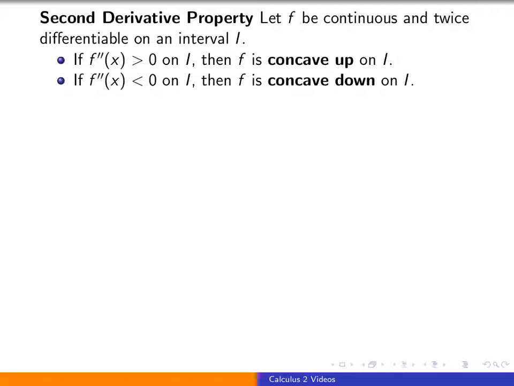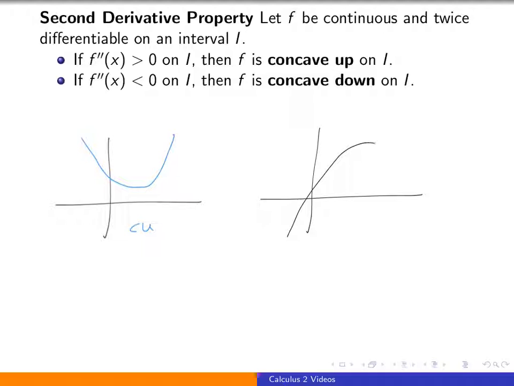Now, similarly, we have the second derivative property. So if the second derivative is positive on an interval, that means f is concave up. And remember, concave up is the graph which is opening upward, so it looks like a smiley face. And if the second derivative is negative on an interval, then f is concave down. So that's thinking of a function whose graph is opening downward. So we think of this as being concave down, kind of a frowny face.